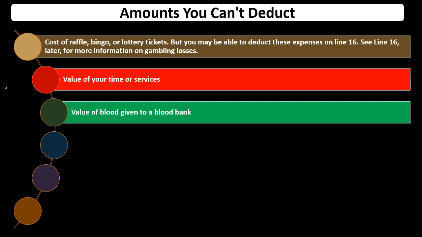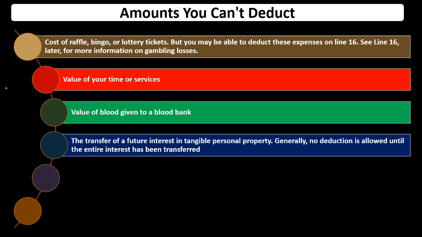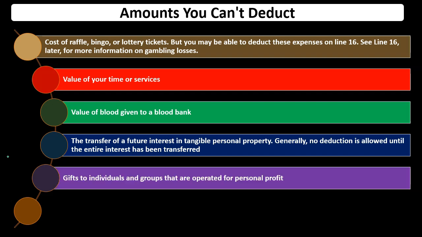Value of blood given to a blood bank, the transfer of future interest in tangible personal property. Generally, no deduction is allowed until the entire interest has been transferred. So you can't basically say, hey, I wrote a note telling this charitable organization that I will give them something in the future, and I've made the commitment today, and therefore I'm going to take the deduction today. Can't do that. The transaction has to actually happen to get the deduction typically. You have to actually give something, not a note or a promise for the future.